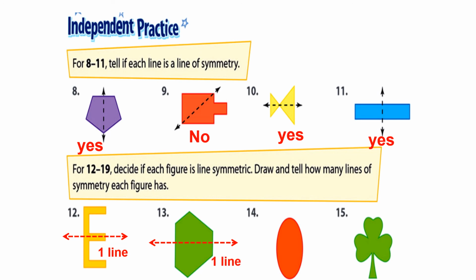What about the oval, guys? Question 14. What about that figure? Yes, we can draw two lines of symmetry, one vertically and one horizontally. So there are two lines of symmetry for that one. What about question 15? Yes, exactly. You can draw one line only, vertically, to divide that shape into exactly two equal parts. So how many lines of symmetry for that one? Only one line of symmetry.